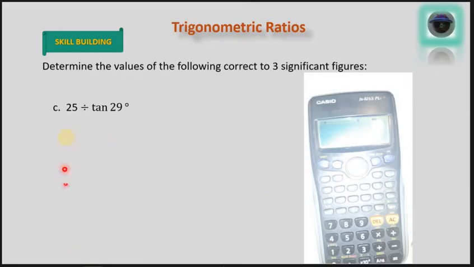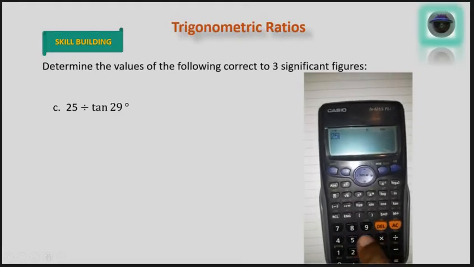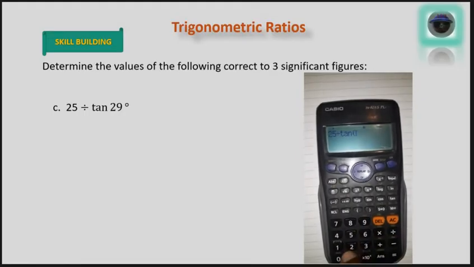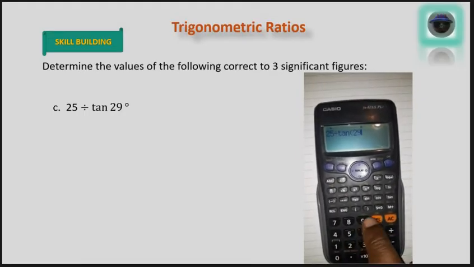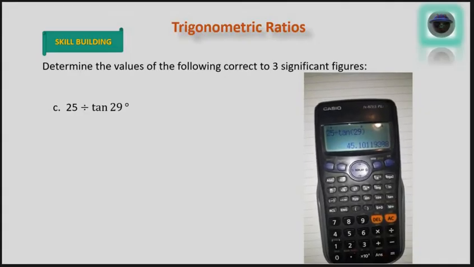Now we have 25 divided by tangent of 29 degrees. Let's see, we'll do that in our calculator. 25, press the division button, then press the tan button and enter 29, equal. We get 45.10119388. Now before we go any further, ensure that your calculator is in the degree mode.